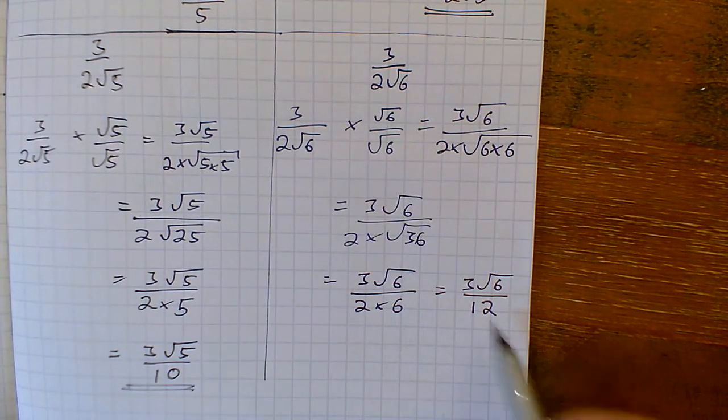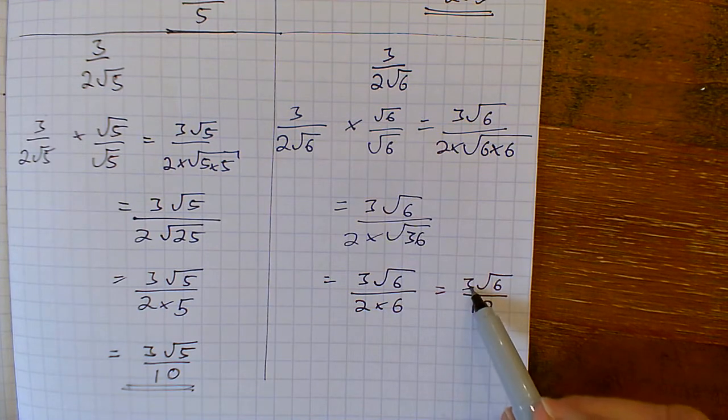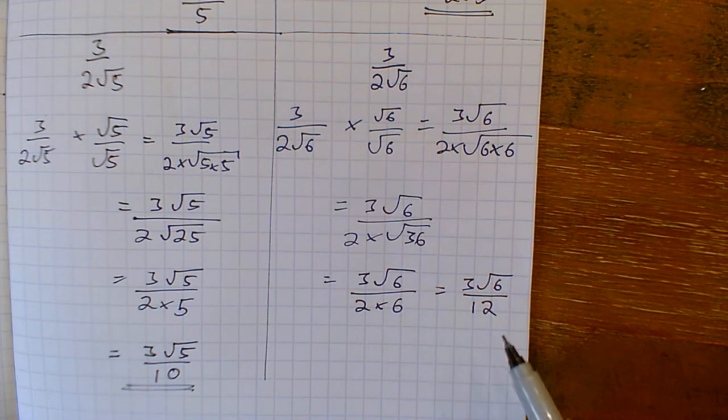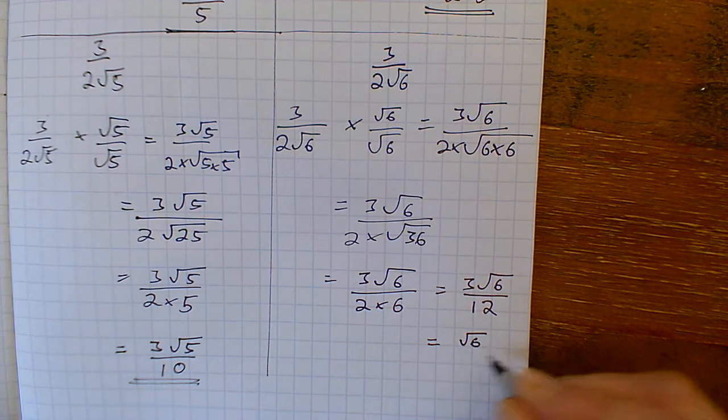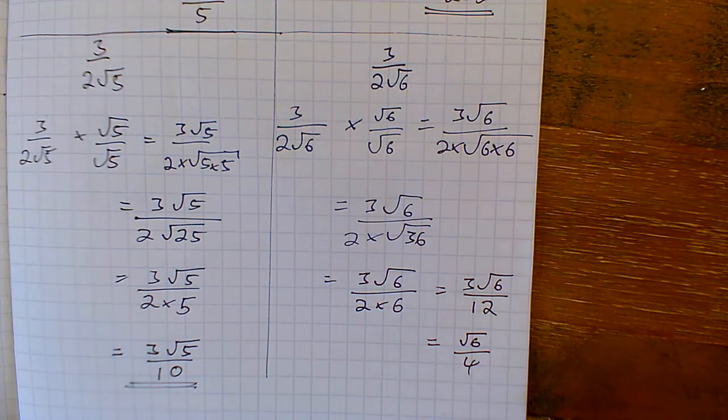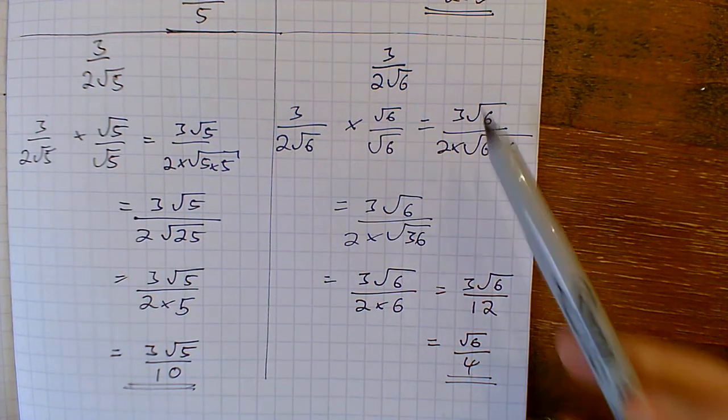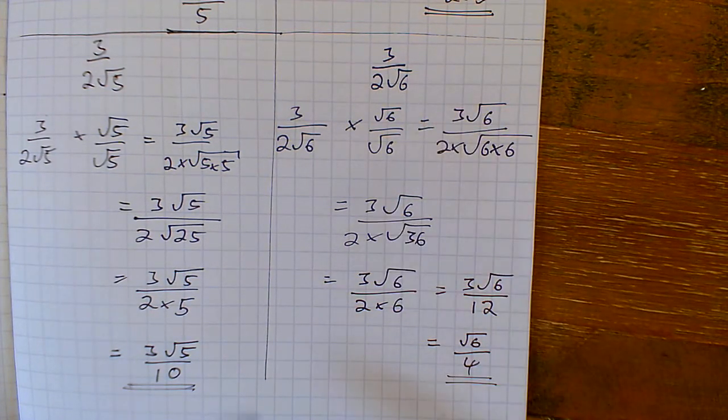And of course I recognise that 3 over 12 is a quarter. 3 goes into 3 once, 3 goes into 12 4 times, so it's root 6 over 4. Again, a much easier form than 3 over 2 root 6 is, much more user friendly. Okay, so there is a clip for you to work through. Again, you can watch the video back if you need to, and you can get in touch if you need to. Enjoy!